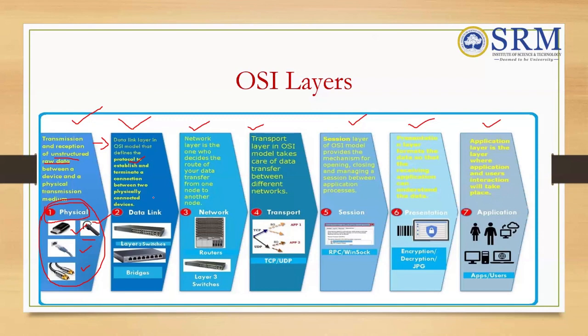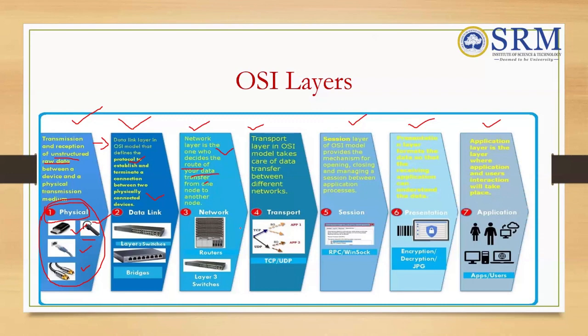Now you have your data in the data link layer, and you are going to connect two devices. In what way can we connect those two devices? We are in need of a network. That is the major aim of the network layer, which will decide the route, the path of your data transfer from one node to another node.